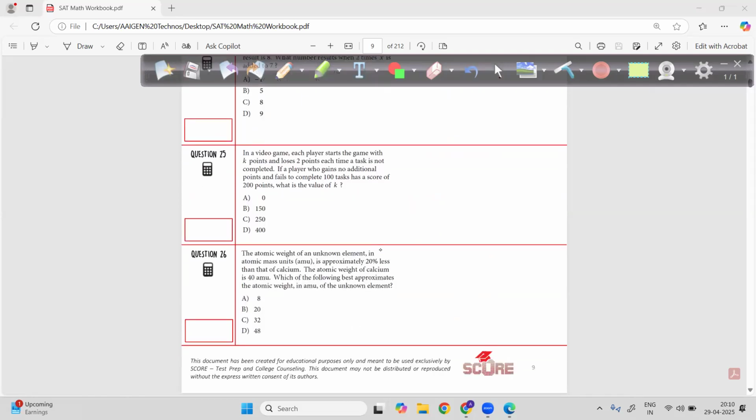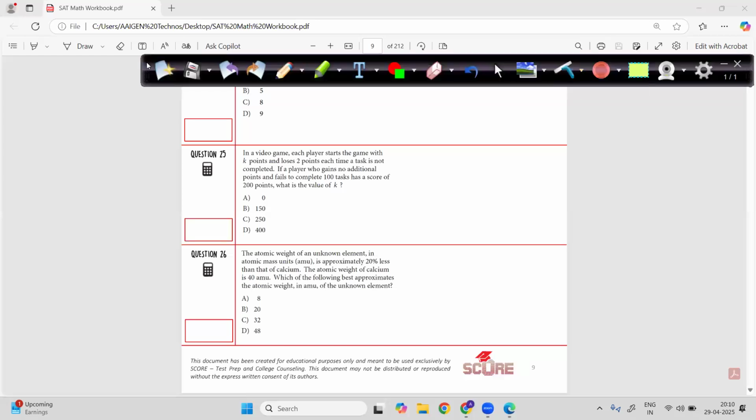Yeah, please see 25th one. If they do not give any equation, please form the equation. If they give an equation, very good. If they don't give an equation, you need to form the equation.